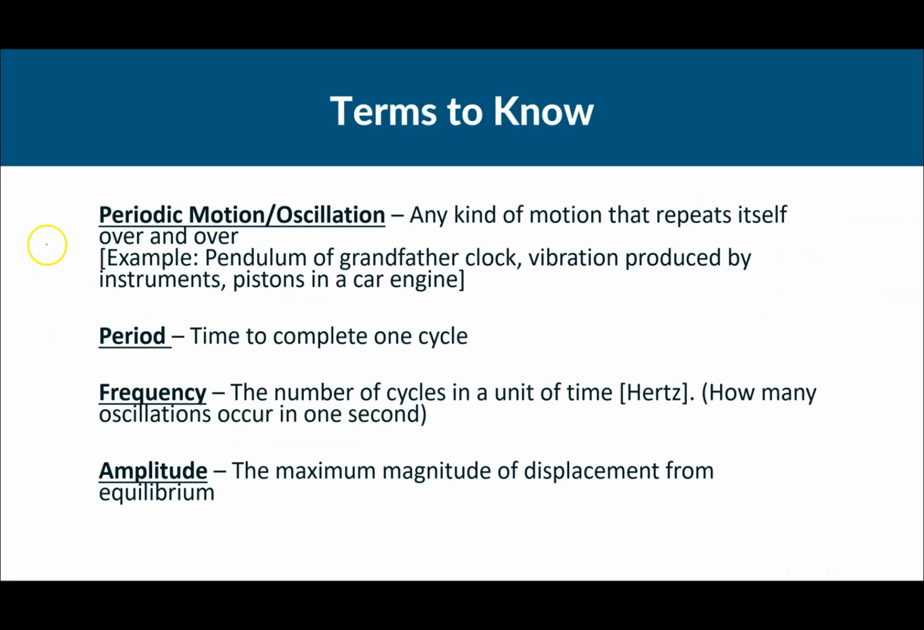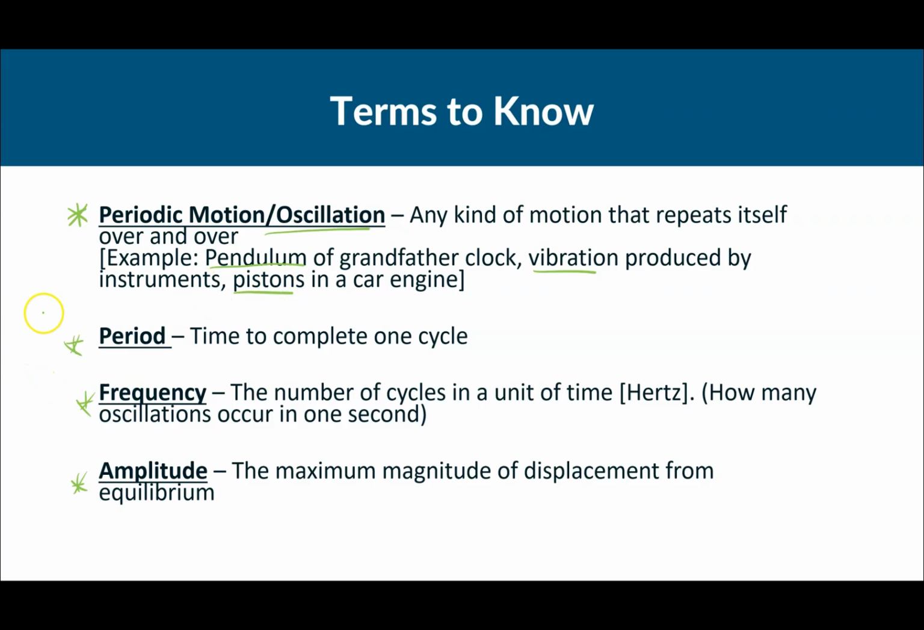Alright, terms to know. If we haven't really talked about much wave things or you haven't learned about that, this might be a little bit new, but it shouldn't be too difficult. Periodic motion, oscillation: any kind of motion that repeats itself over and over. For example, a pendulum of a grandfather clock, vibrations produced by instruments, pistons in a car, waves, and so on and so forth.